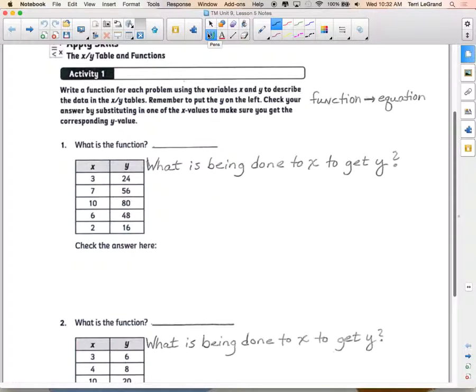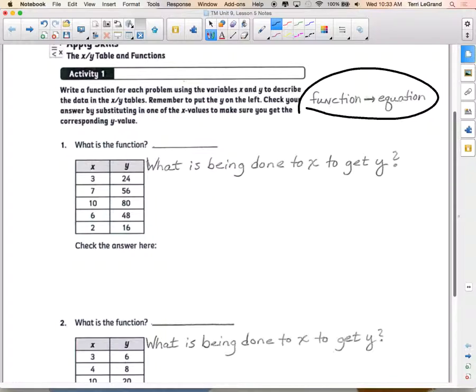Thanks. Okay, it says I can write a function. Another word that really means the same thing as a function is an equation. So when they ask you to write a function, think of it this way. I need to write an equation based on the relationship between x and y. So based on what we determine is being done to the x value, the input, to get the output, we should be able to put together a function, also known as an equation. So I have put that up here. Let's circle that so that you really understand that if they're asking you to write a function, they're asking you to write an equation. Okay?